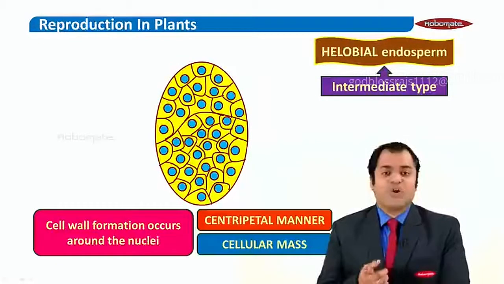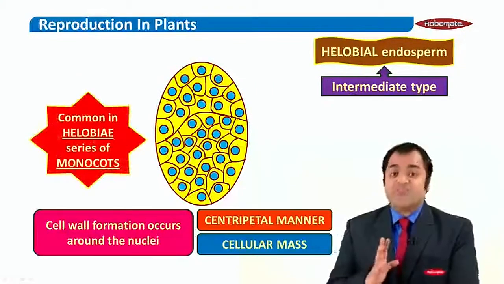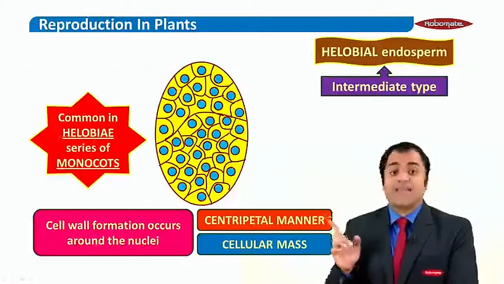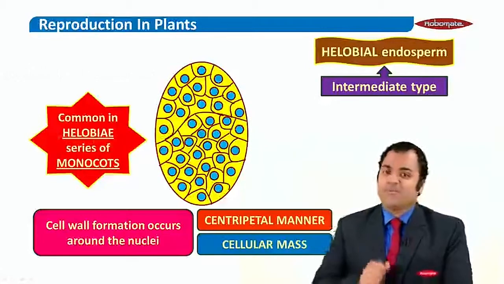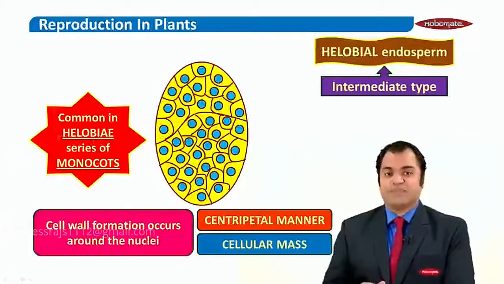Now, why it is also called helobial endosperm is because of the fact that it is specially observed in the series called Helobiae found in monocots. Is it okay? So this was the third type of endosperm.